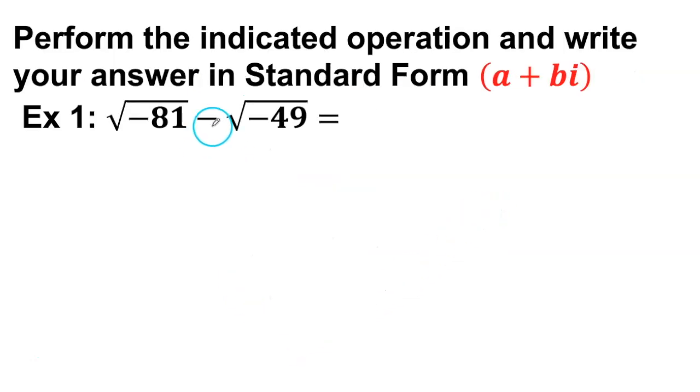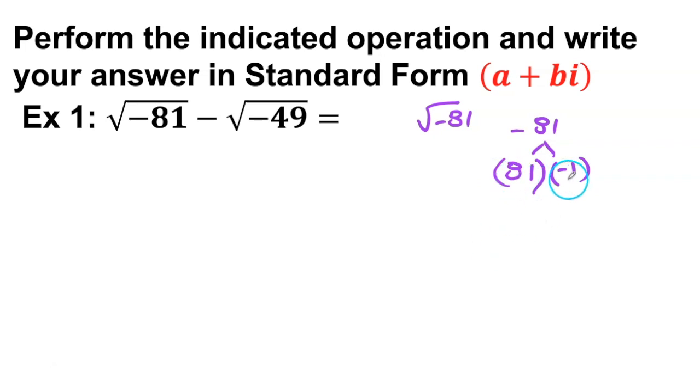Let's start. Perform the indicated operation and write your answer in standard form, which is a plus bi. So we have this. The main idea is that we need to simplify this. If I plug a negative number inside a square root in your calculator, that's not going to give you an answer. Square root of -81 is the same as 81 times -1. Right? 81 times -1 gives me -81.